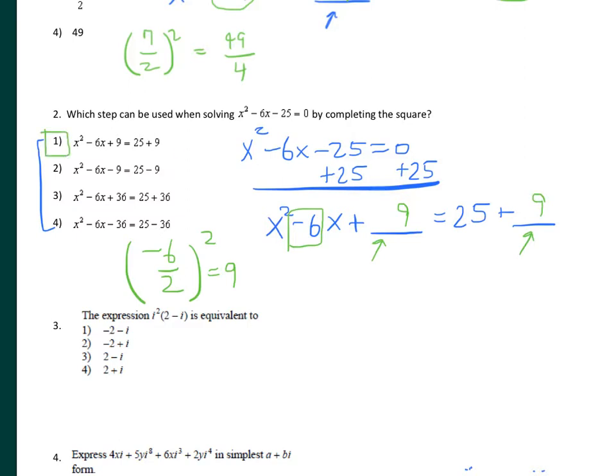We will always add a number, so it's not going to be choice 2 or choice 4. When we square this number, we're always going to get a positive number. So anything here that has a choice that's negative with completing the square will not be correct. Okay? All right.